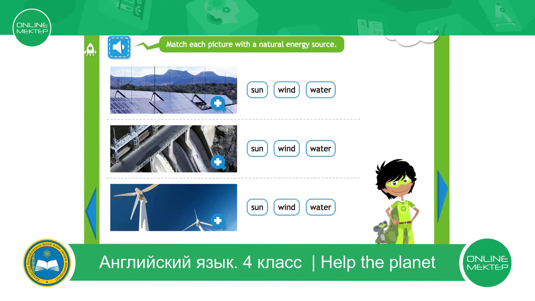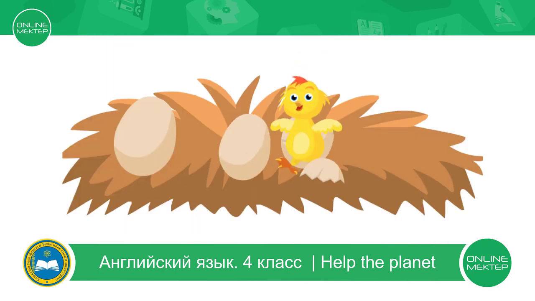Solar panels take energy from the sun. In the second picture, energy source is water. And the last picture shows wind turbine, which takes energy from wind. Very good.